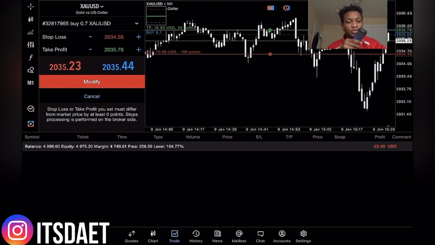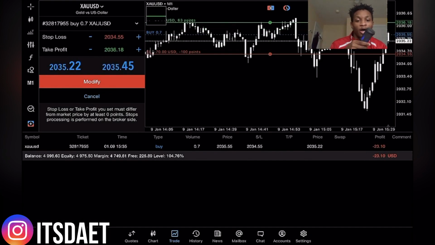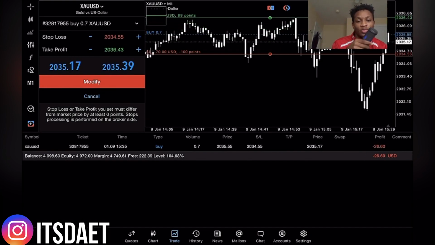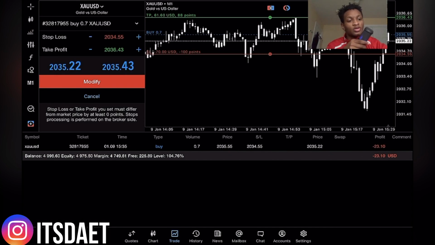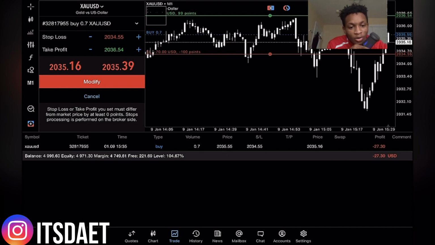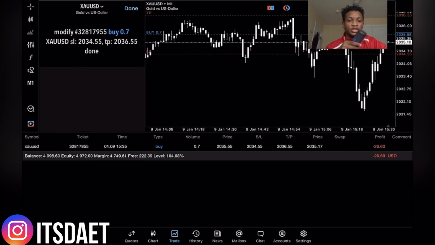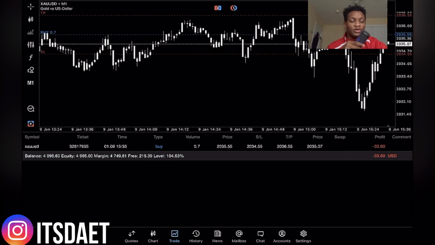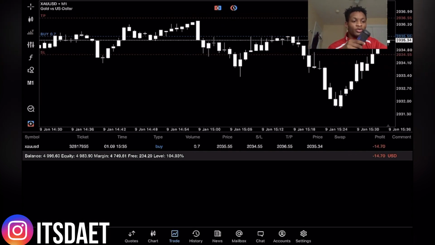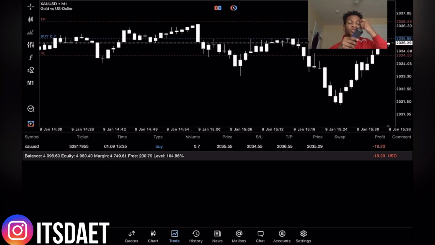10 pip stop loss. Like I said, I trade on my iPad, so I could bring this a little closer. Like I said, y'all are catching this live. I trade on my iPad, I don't really trade on my PC. I'm just more of a mobile person, you know what I'm saying?